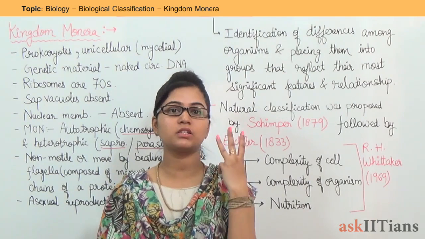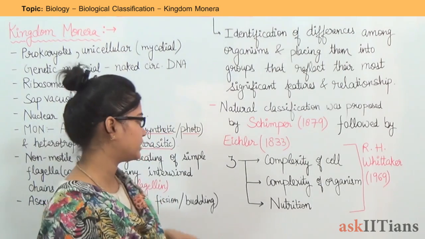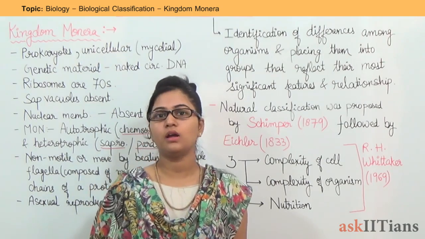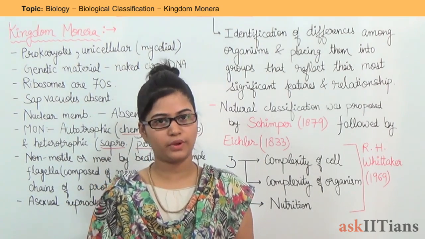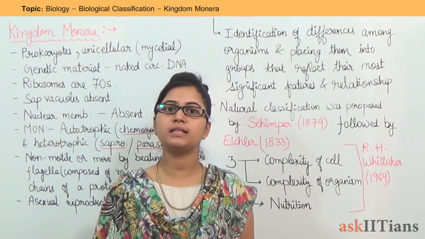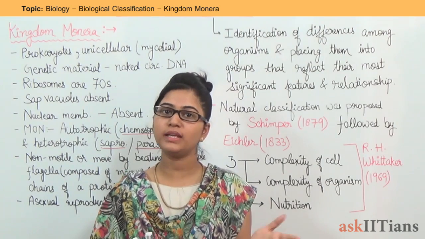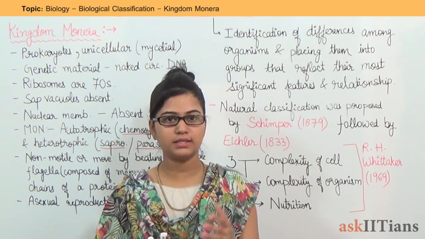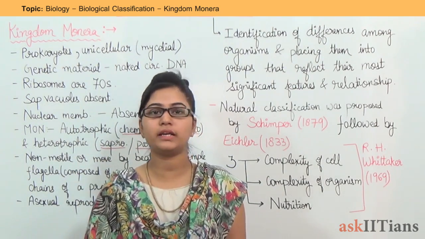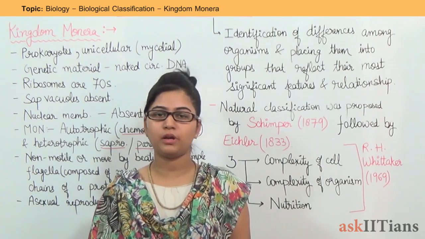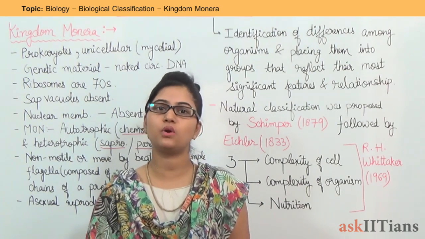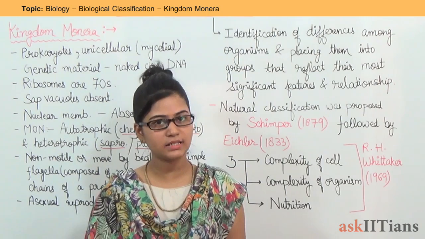R.H. Whittaker, how he classified the organisms? He classified on the basis of three categories. These three categories are complexity of cell. Okay, what is complexity of cell? Whether the cell is eukaryotic or prokaryotic. Second one is complexity of organism. What is this? Under this, organisms were classified on the basis of unicellular, acellular, multicellular on this criteria. Next one is nutrition. Under nutrition, the type of nutrition, whether it is autotrophic, heterotrophic, holozoic, or anyone. So on the basis of these three categories, R.H. Whittaker classified organisms under the category of biological classification.